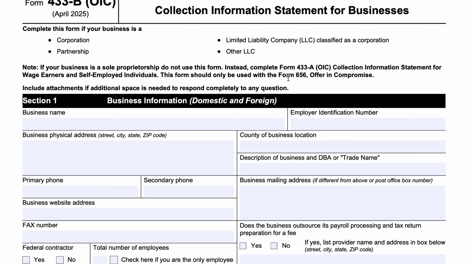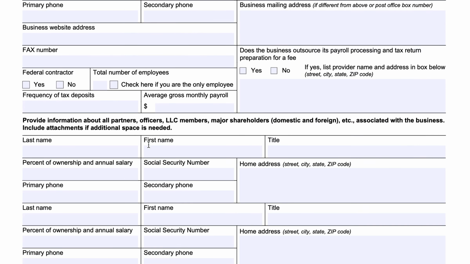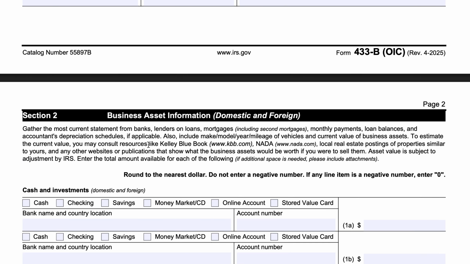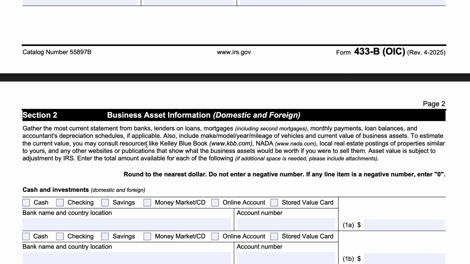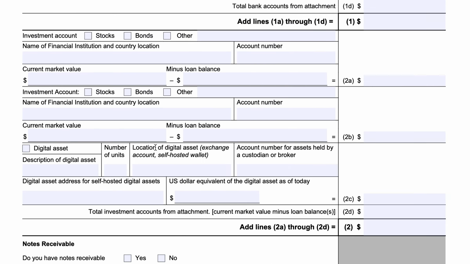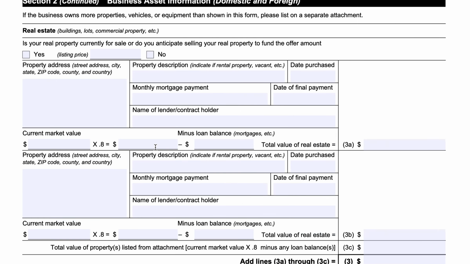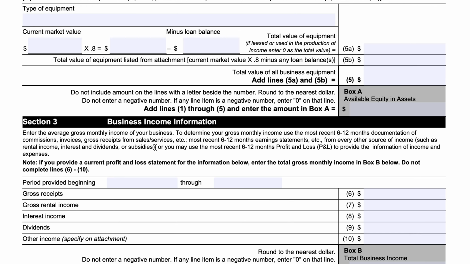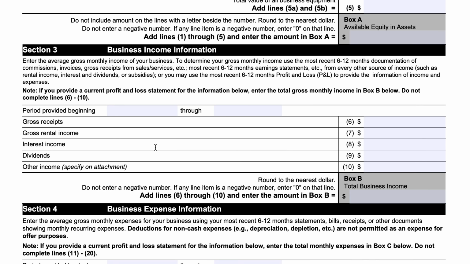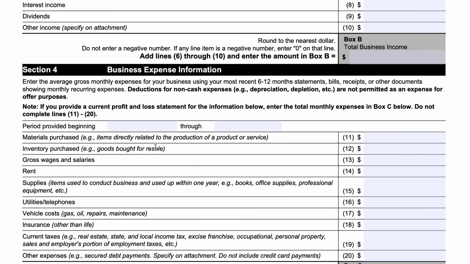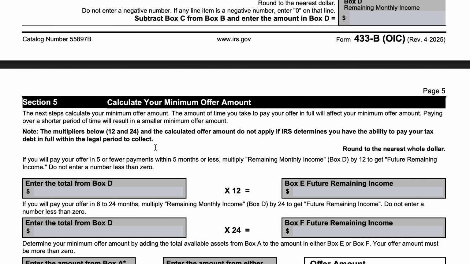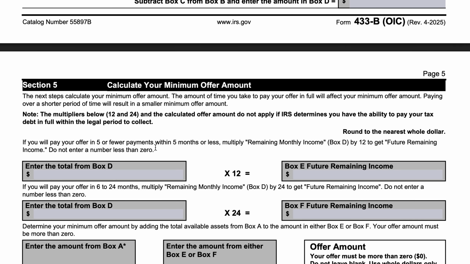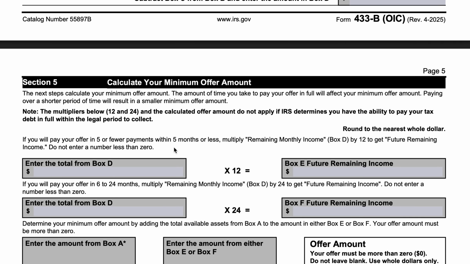Section 1, we'll talk about the business information. This is for both a domestic or a foreign business. Section 2 is going to be about business assets. So this is going to be where we spend most of our time. Section 3 is about business income. Section 4 is going to be about business expenses. And then Section 5 is going to be where you calculate your minimum offer amount.